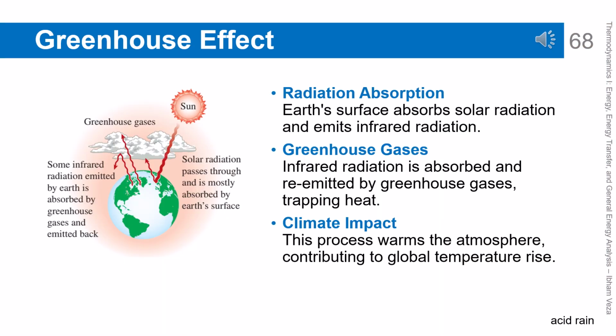Greenhouse effect. The Earth's surface absorbs solar radiation and emits infrared radiation. Greenhouse gases absorb and re-emit this radiation, trapping heat in the atmosphere. This process causes a rise in global temperature. The greenhouse effect is a natural physical phenomenon, but it is intensified by human activities. This is a major issue in modern energy policy.